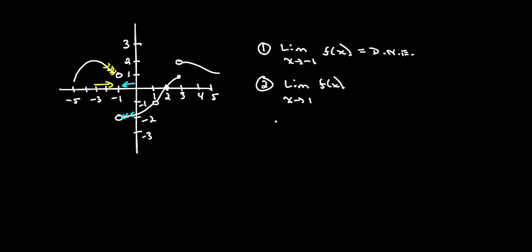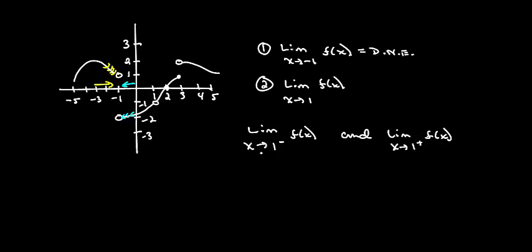Now let's go ahead and take a look at the second question. So the second question says, what is the limit as x approaches 1? Well, we need to find two different things. We need to find the limit as x approaches 1 from the left, and the limit as x approaches 1 from the right.